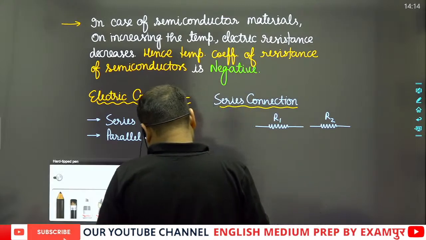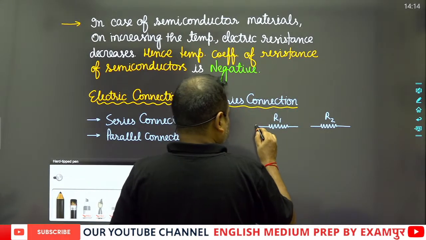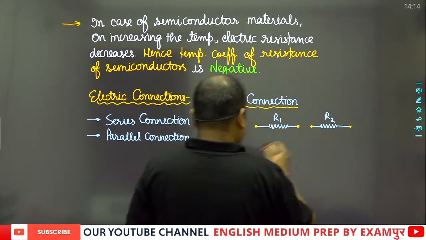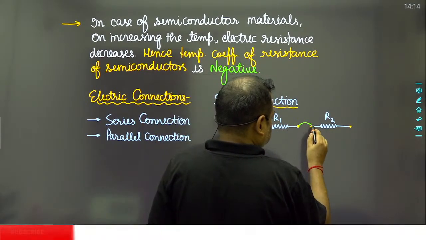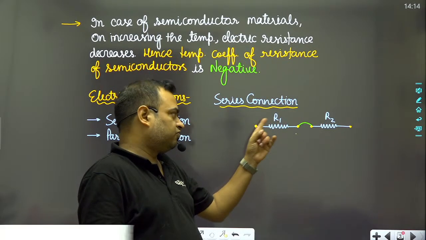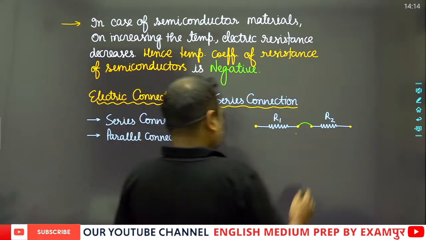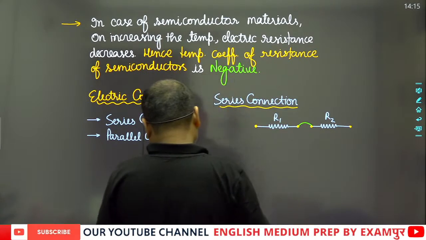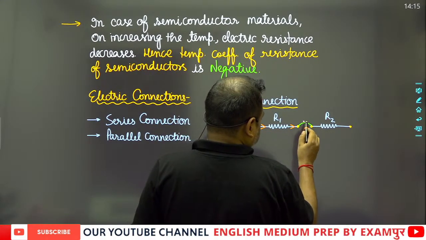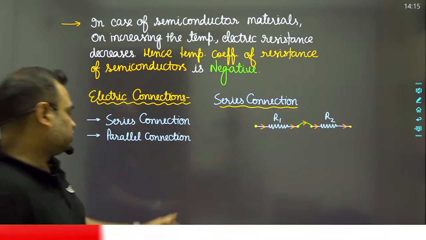Suppose that these are the 1 and 2 terminals: this is the first terminal and this is the second terminal. The second terminal of the first is connected to the first terminal of the second, and such a type of connection is known as the series connection. In series connection, the same current flows through all the devices.